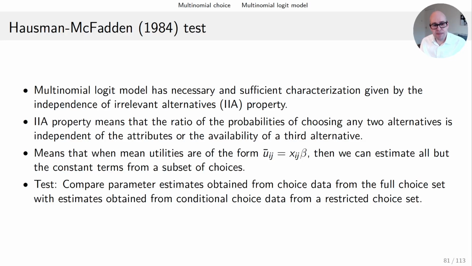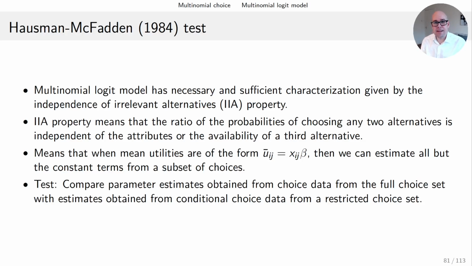is exactly what I just talked about, that the IIA property means that the ratio of the probabilities of choosing any two alternatives is independent of the attributes or the availability of a third alternative, because the third alternative would end up in the denominator of this choice probability, but I'm taking the ratio between two choice probabilities, so the two denominators will actually cancel out, because the denominator is the same for each of the choice probabilities. And we're going to look at generalizations of the model next, but for now this is what we're dealing with. This is the property that is deemed problematic.